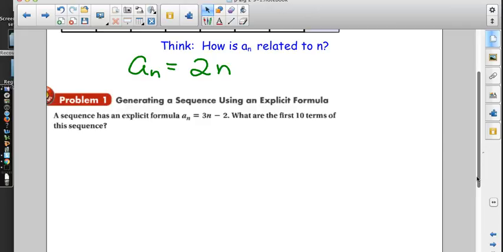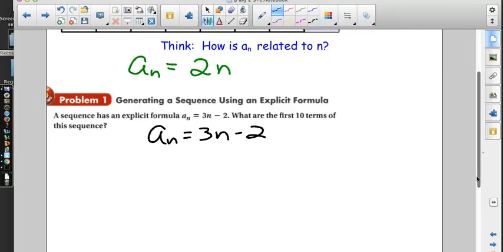It says we're going to generate a sequence using an explicit formula, and the sequence has this little explicit formula. And write that a little bit bigger. a sub n equals 3n minus 2. What are the first 10 terms of this sequence?